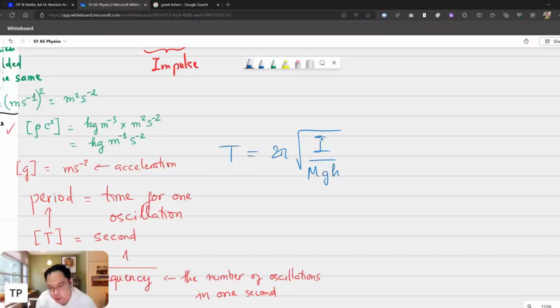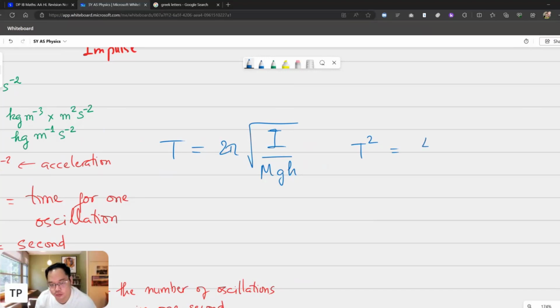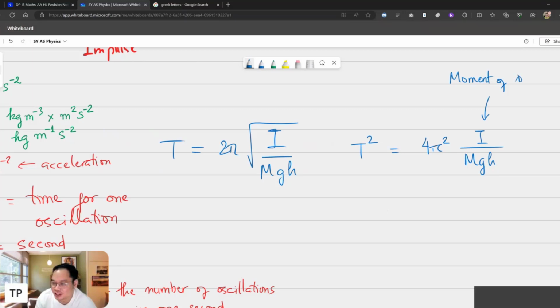So T squared, the square of the period, is equal to 4 pi squared I divided by mgx. Later, next year, not this year, you will learn that this I is called the moment of inertia. But that's next year, okay? Moment of inertia. I have just rearranged to remove the square root sign, okay?